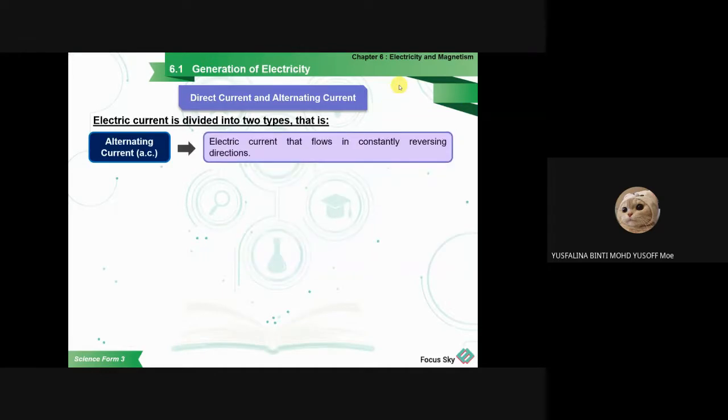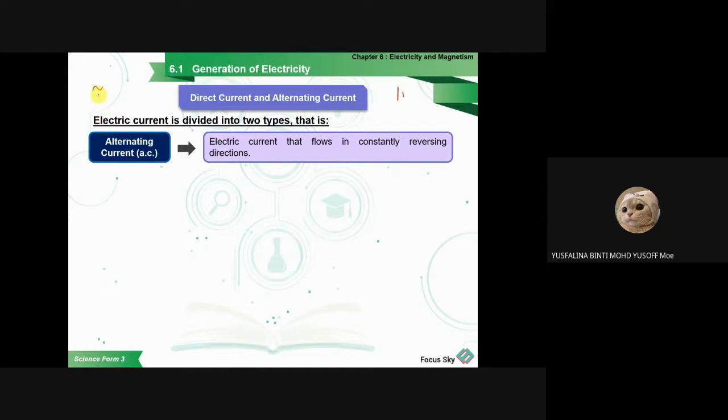But how about the alternating current? The alternating current is the electric current that flows in constantly reversing direction. This is the symbol for direct current, for the battery. For the alternating current, the symbol is like this.